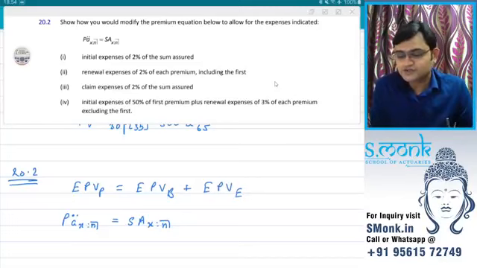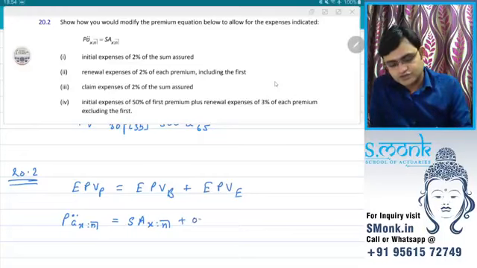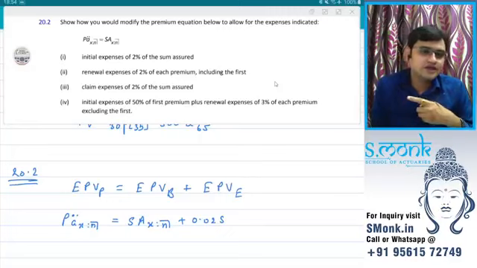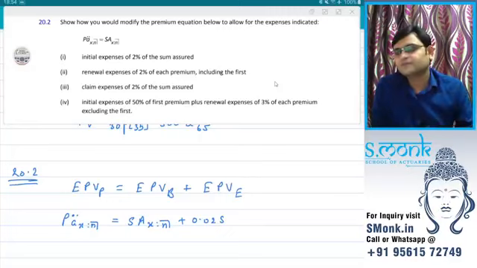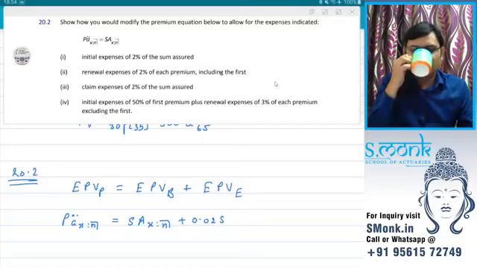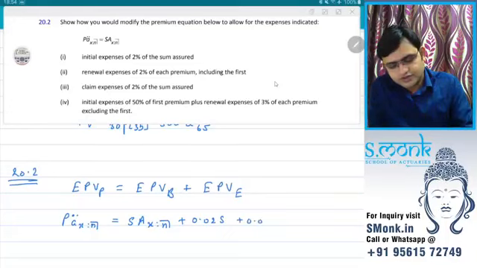They are saying initial expense of 2% of the sum assured. So we'll add the initial expense, 0.02 S. And they're saying renewal expense of 2% of each premium including the first. See, here they are even using the words including the first, so we don't have to subtract. Plus 0.02 S a-due going for only n years from age x.